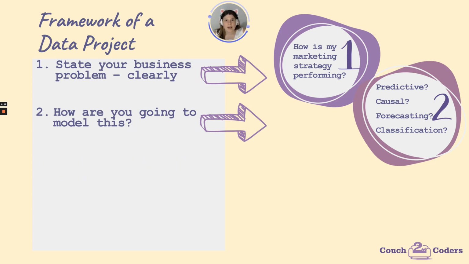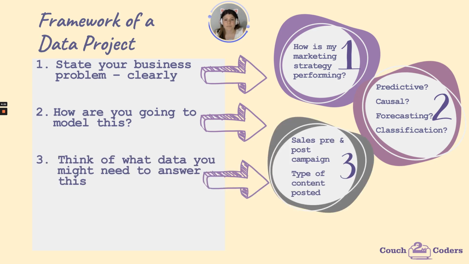Now that I have my model, I can think about the data that I need. So the data that I might need for my question of how is my marketing strategy performing, I probably want to have my sales pre and post the campaign. I probably want to have the type of content or the products that I was selling before and after, and make sure that it's consistent. If it's not consistent, then I need to add in some type of controls for that. I might want to look at the type of customers that are buying. Did my marketing campaign increase sales, but it also changed my customer demographic? Is that okay? Maybe it is, maybe it's not.